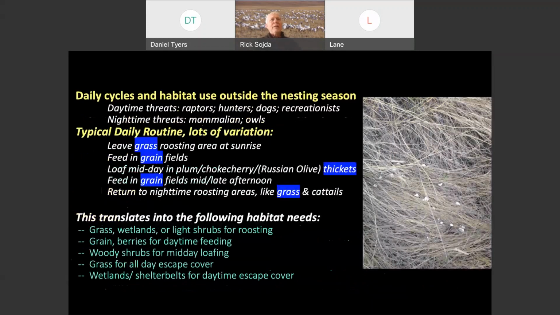Let's talk a little bit about daily cycles and habitat use. This is outside the nesting season. Daytime threats that pheasants and upland game birds have evolved to deal with are raptors, and also hunters, dogs, and recreationists. Nighttime threats they've evolved with are basically mammalian predators, to some degree owls, but that leaves a typical daily routine with lots of variation.